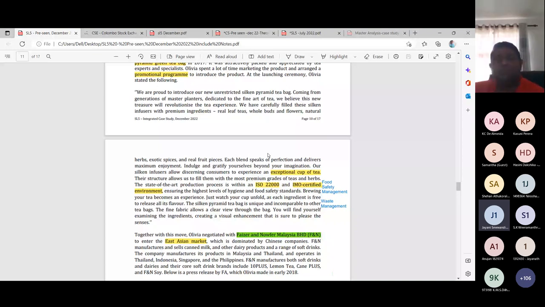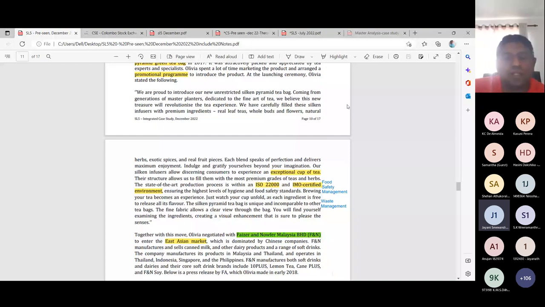spices, and real fruit pieces. Each blend speaks of perfection and delivers maximum enjoyment. Indulge and gratify yourself beyond your imagination. Our silicon infusers allow the discerning consumer to experience an exceptional cup of tea. Their structure allows us to fill them with the most premium grade of teas and herbs.